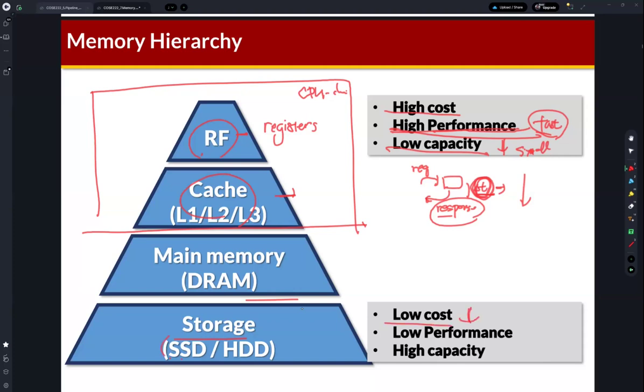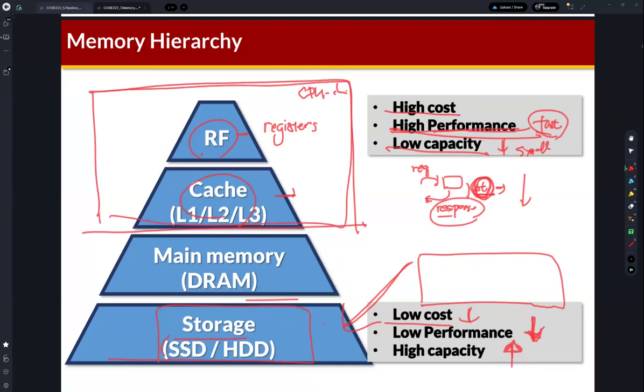How about these memories, like the main memory or storage? Cost is low, right? It's cheap, okay? But also the performance is low. Capacity is high. So what does that mean? We can store a large amount of data in low level memory devices like storage, right? So we can store our old data in the SSD or hard disk drives, but it's very, very slow, right? So we organize the memory systems like this.